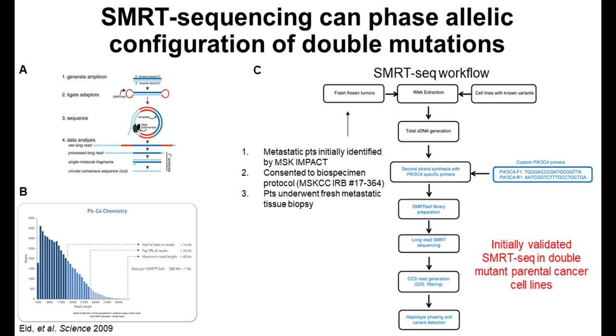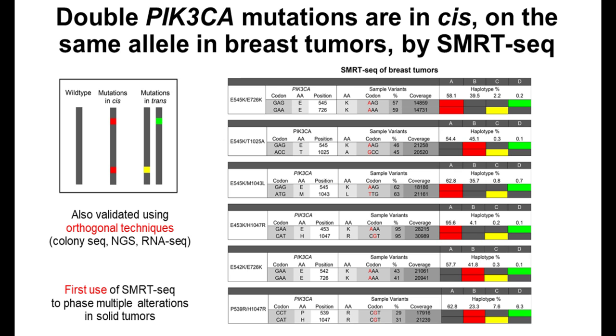After optimizing this technique, we turned to our patient samples to determine the allelic configuration of the double mutations. And this is actually our data of each of 6 patients bearing 6 different double PIK3CA mutation combinations. And the bottom line is that all of these mutations are in cis on the same allele. I'd like to walk you through a little bit of this data.